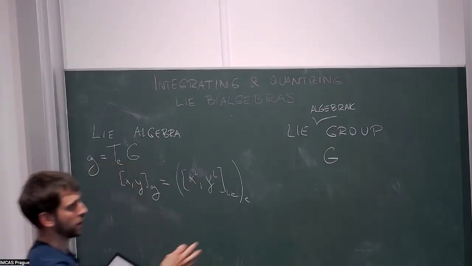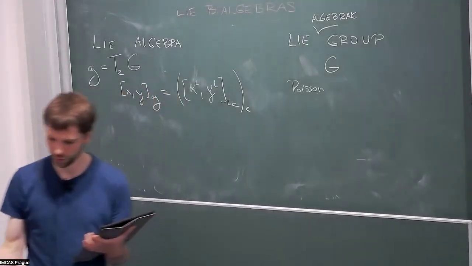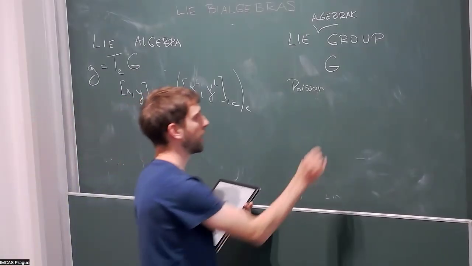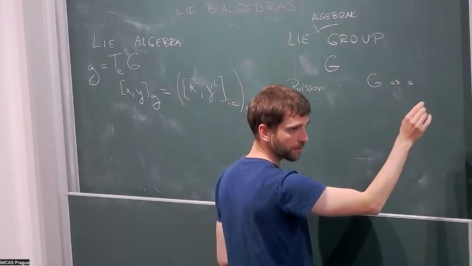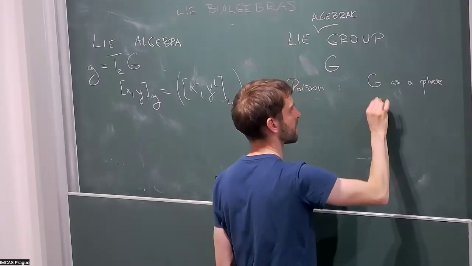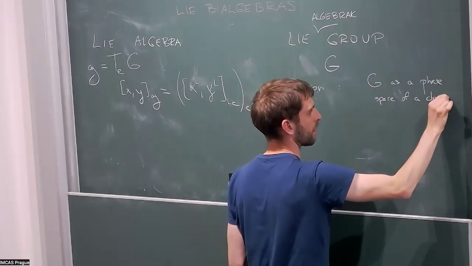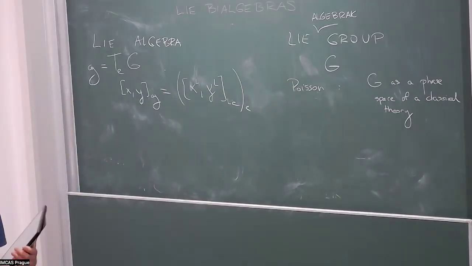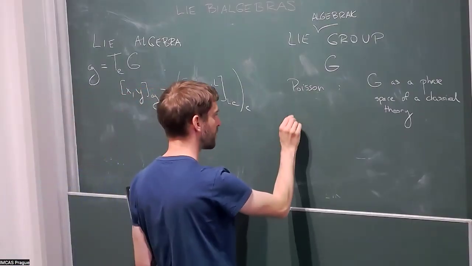Now we want to have a Poisson structure on the Lie group. And of course, you will want some kind of compatibility between the Lie group structure and the Poisson structure. It turns out that if the Poisson structure comes from seeing G as some sort of phase space of a classical physical theory, then what you would naively write, that the Poisson bivector is G-invariant, is a different condition, and we can write it as this.